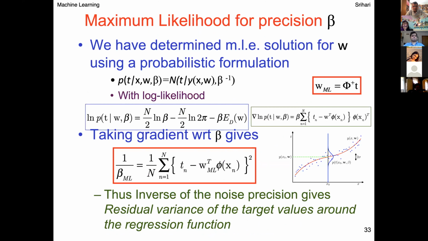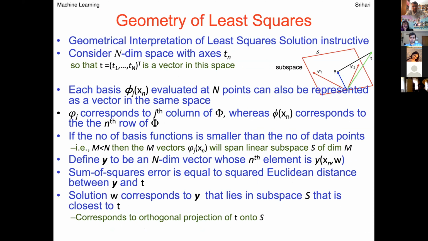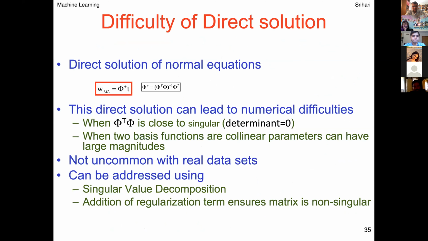And these slides here are about maximum likelihood for the precision beta. You can also compute that. What about the variance? What do you assume for the beta? You can come up with a maximum likelihood solution for that also. There's some geometrical explanation of it.